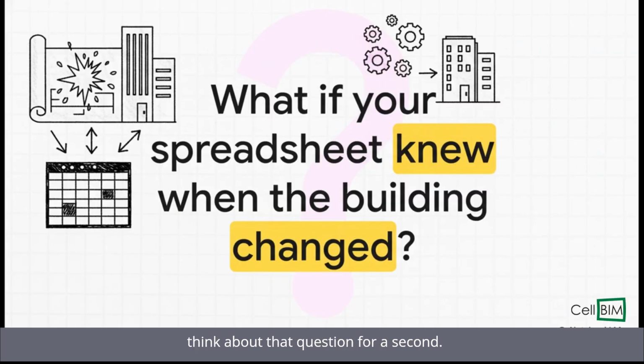Just stop and think about that question for a second. What if your spreadsheet, your bill of quantities, just knew? What if it updated itself every time the design changed, without you having to hunt down every little revision? Imagine a world where a design update doesn't send you right back to square one. That's not some far-off dream. It's the whole point of a 5D-ready workflow, and we're going to break down exactly how it works.